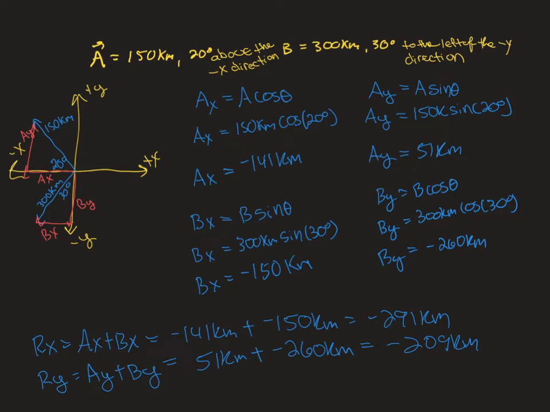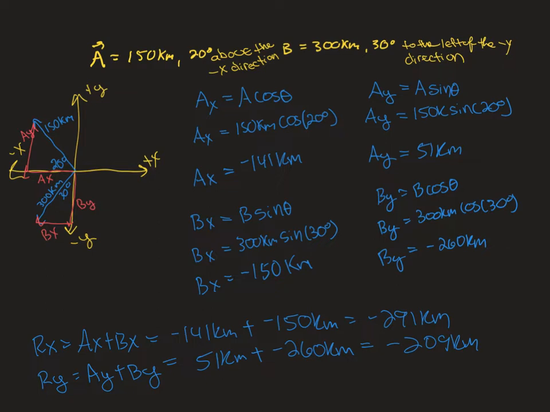Alright, so in this video we are going to do another analytical method way of adding together two vectors. So in this case, vector A is going to be 150 kilometers, 20 degrees above the negative x-axis, and vector B is going to be 300 kilometers, 30 degrees to the left in the negative y direction.